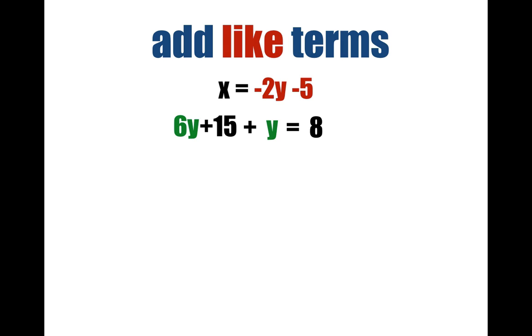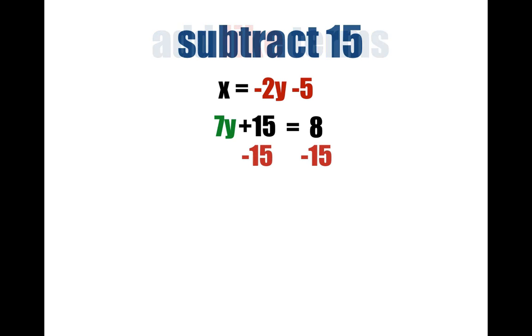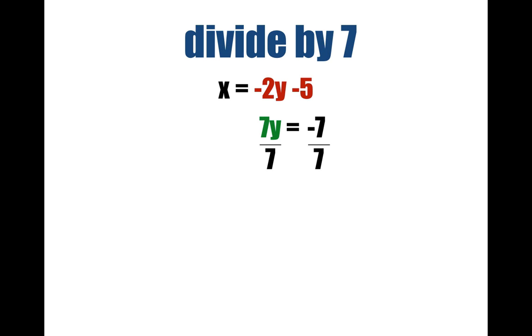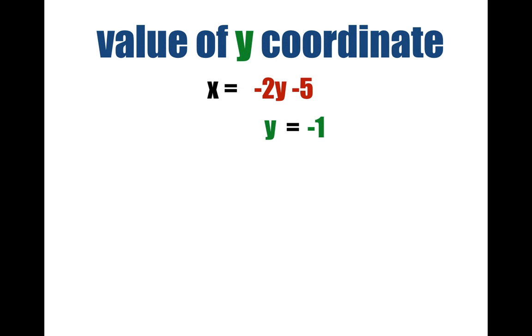We're going to clean up our equation now and keep doing our algebra. We have like terms to add, so that gives me 7y plus 15. I want to get rid of my 15, so I subtract 15 from both sides, which gives me 7y and negative 7 on the other end. I'm almost done. Now I'm dividing both sides by 7 to give me y equals negative 1. So now I have the value for my y coordinate, which is negative 1. I know now where my solution will lie for y, but I still need to find my x, so I'm going to substitute my value for y, which is negative 1.